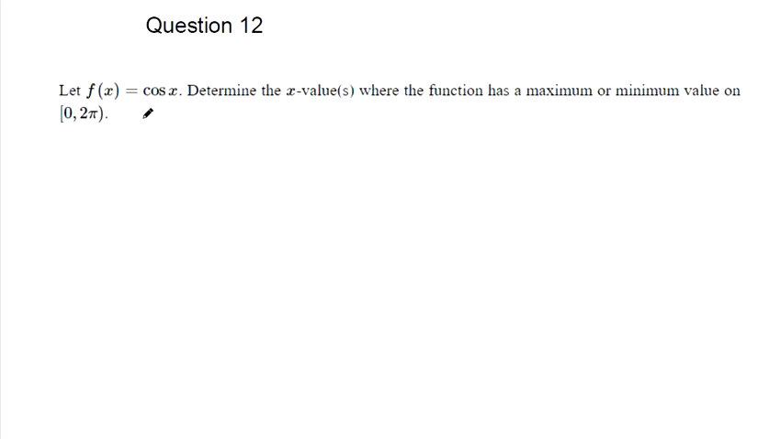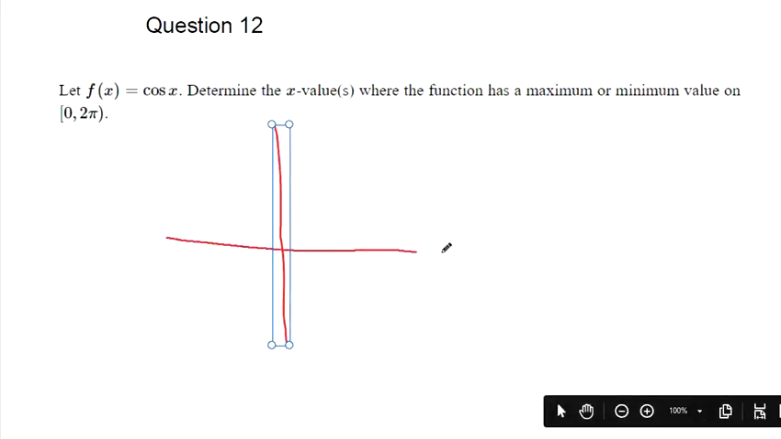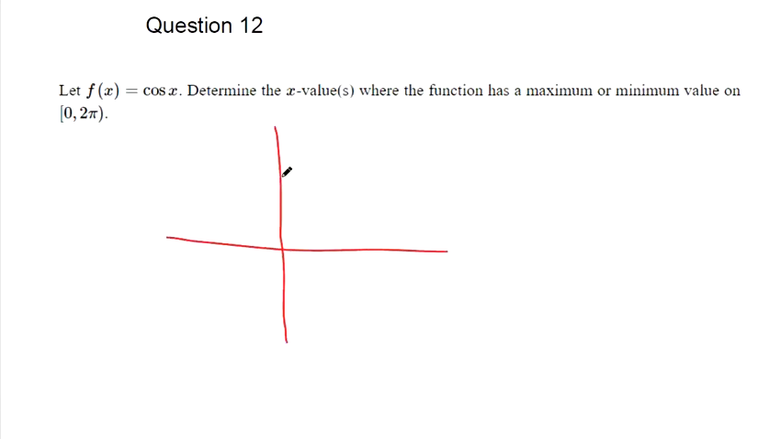Let f of x equals cosine of x. It's supposed to determine the x values where the function has a maximum or a minimum. So the graph of cosine of x, and if you modify it, like the graph of cosine pi of x and things like that, cosine starts at what we say is the peak of the amplitude.